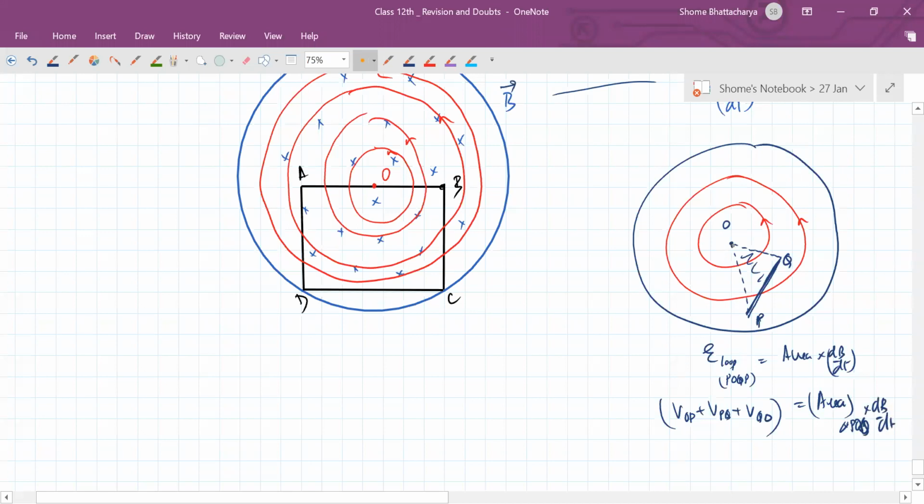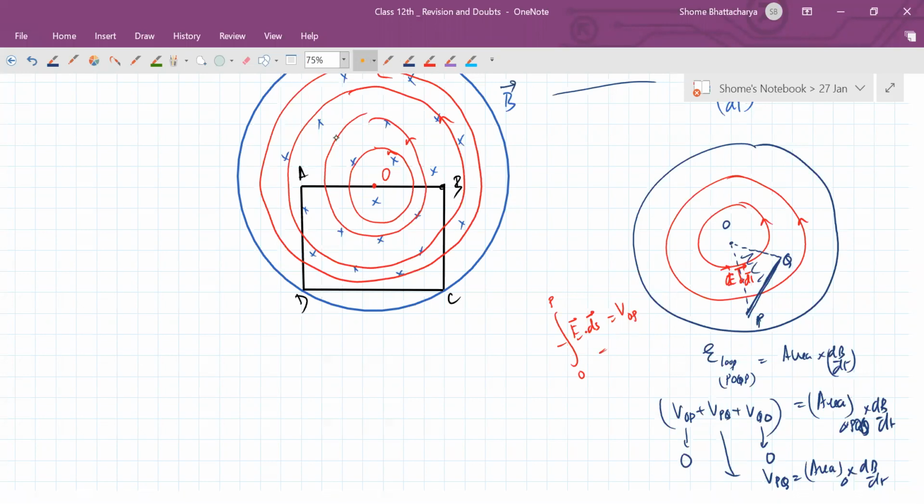Now what will happen here? These two terms, along OP and QO, will be 0. So only the area of the triangle into dB by dt remains. Why will these two be 0? Because at any point on this line, your E vector is like this, and your dL vector is like this. So E dot dL, that is only the potential difference, will become 0. Is this point clear, Aditya?